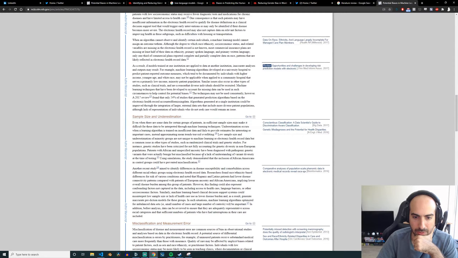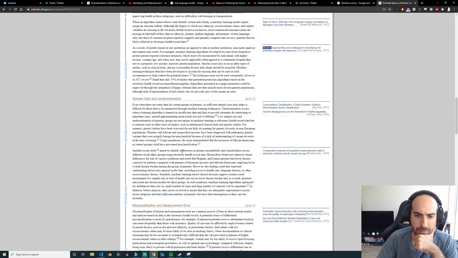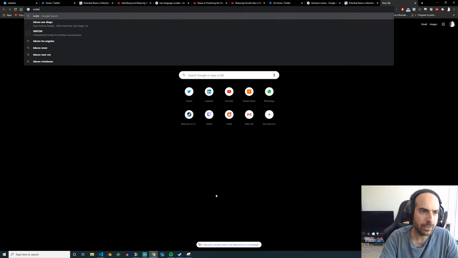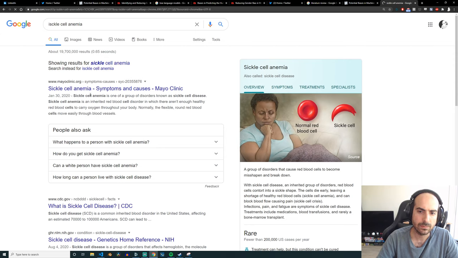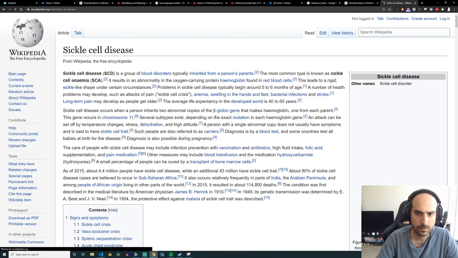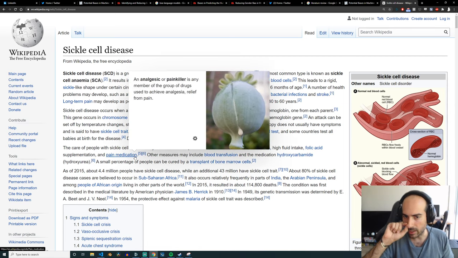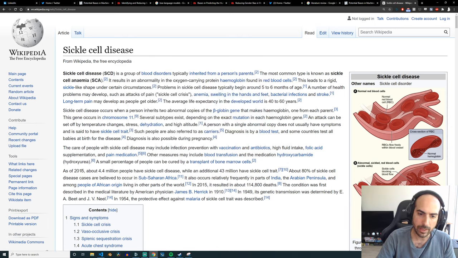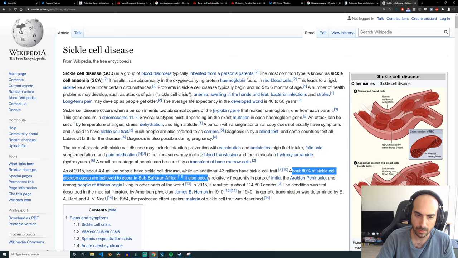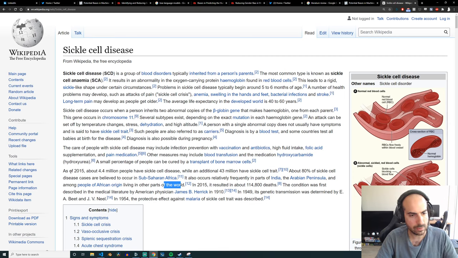Sample size and underestimation. Yeah, so this is all stuff we saw before. One thing I was curious about, for example, yeah, this is where this argument gets kind of tricky for me, because on one hand, in healthcare, you don't want race to be a big predictor of your health. But on the other, why is it that 80% of sickle cell anemic patients occur in Africa or India or Arabic? So there's something weird going on here. I'm not sure what to make of this.